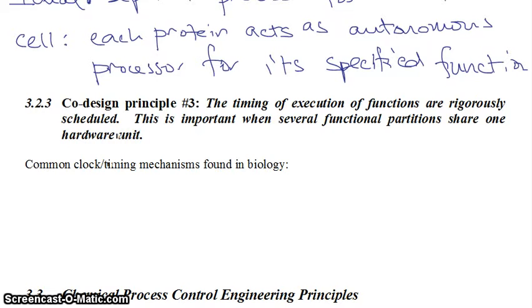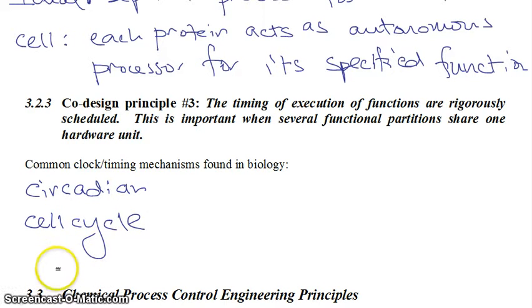Number 3. The timing of execution of functions is rigorously scheduled. This is important when several functional partitions share one hardware unit. So there are common clock and timing mechanisms found in biology. You have circadian rhythms. You have the cell cycle, of course. You have seasonal clocks.